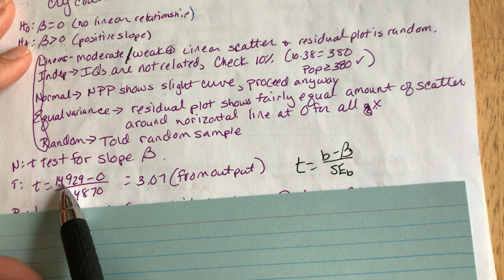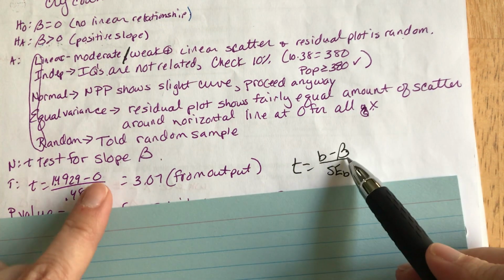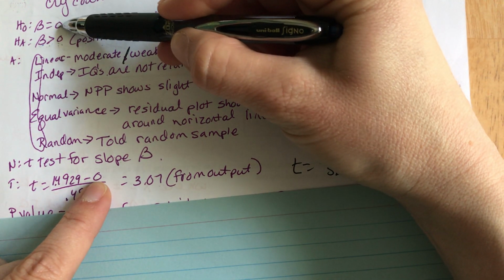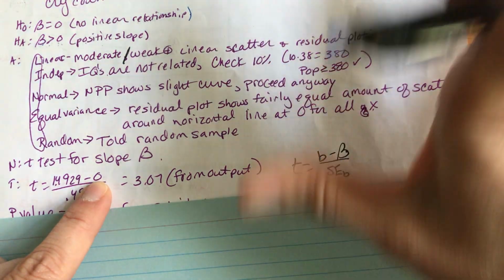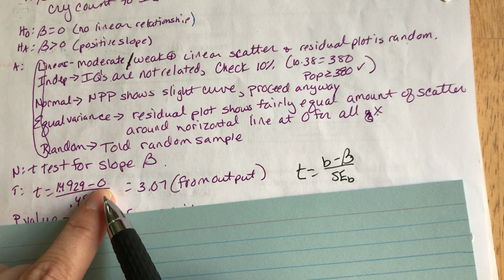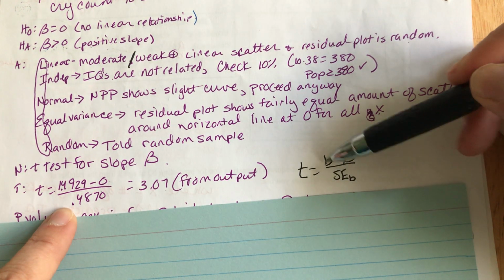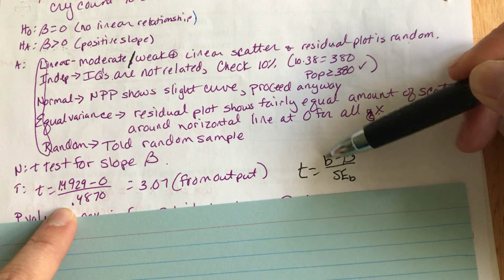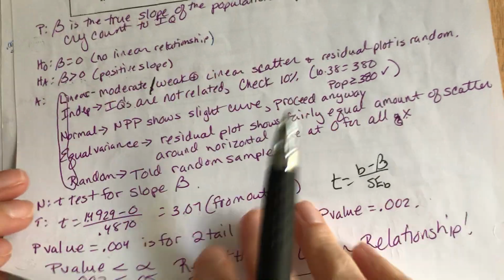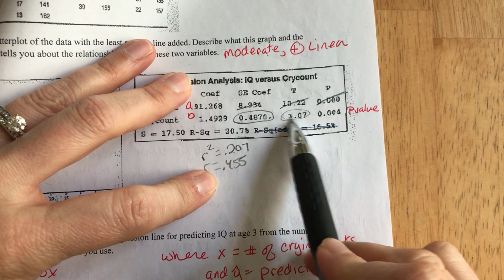So we're going to plug this in. On the output on the front, here's the B minus the beta. The beta here is 0. It's always going to be 0 for us, for this year, at our level of doing these computations. Then you divide by the standard error of beta. These are the same two things we used for the confidence interval. And we get 3.07, which is also on here. So you could just grab it from here.